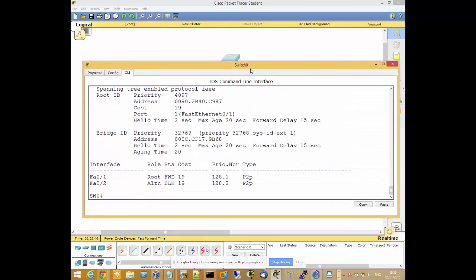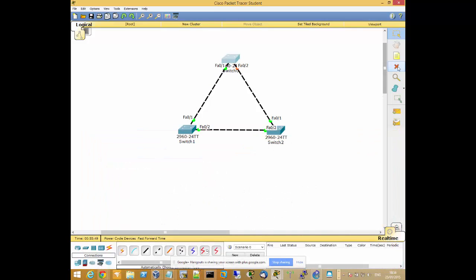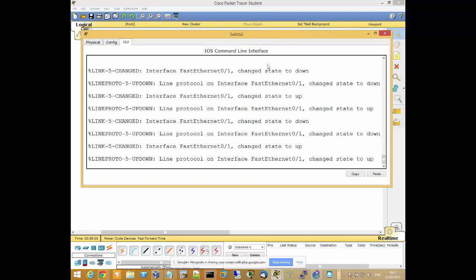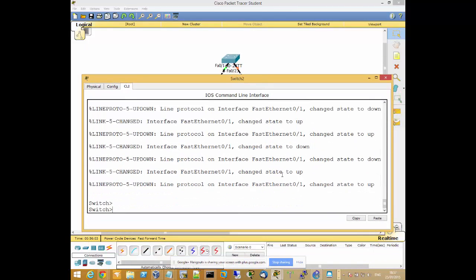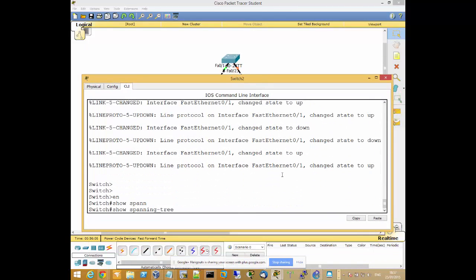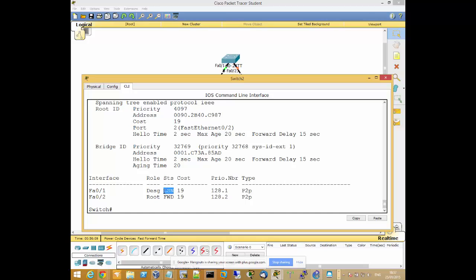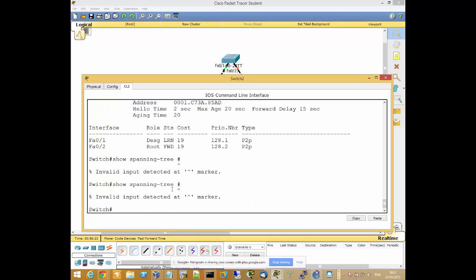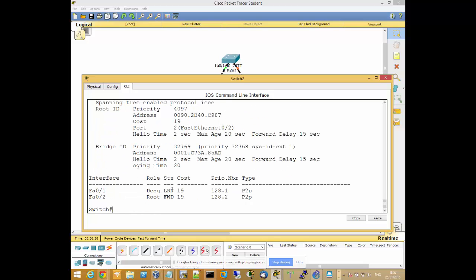So let's delete this one again, and let's plug the cable again into switch 2. Let's go under switch 2 and monitor this with show spanning tree. Now look at this, listening. If I do show spanning tree again, still listening, still listening. Now it's changed to learning. Still learning, still learning, still learning.